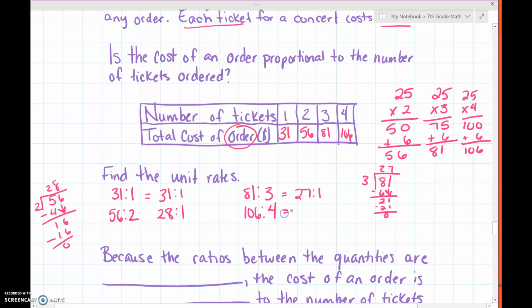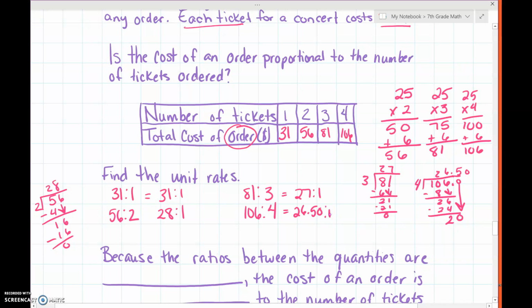And our 106, we have to divide by 4 tickets. 4 goes into 10 twice. That's 8. 2, bring down the 6. 4 goes into 6 once. That's 4. So I have 2 left, so I have to add my decimal and a 0 to bring down. So now we have 20. 4 goes into 20 5 times. And we write money with double digits. So it is now 26.50 to 1.